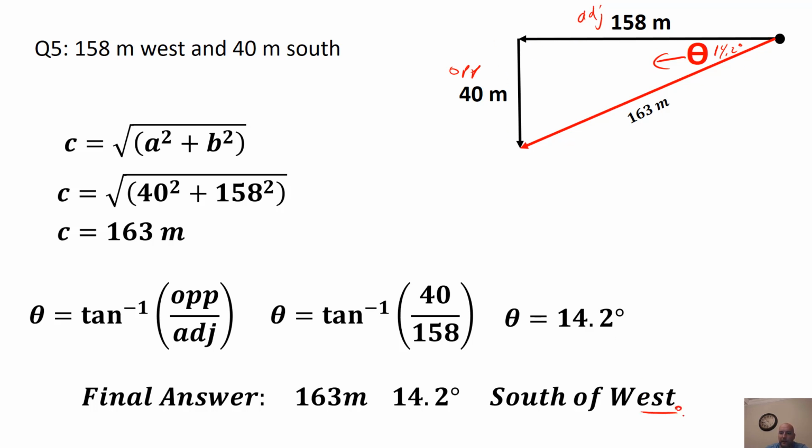Once again, the west arrow is coming out of the origin dot. So that's the baseline right there. So that answer, 163 meters, 14.2 degrees south of west, or you might have, was it 75.8? That's right, I think, yeah, 75.8 degrees west of south would be the alternative right answer.